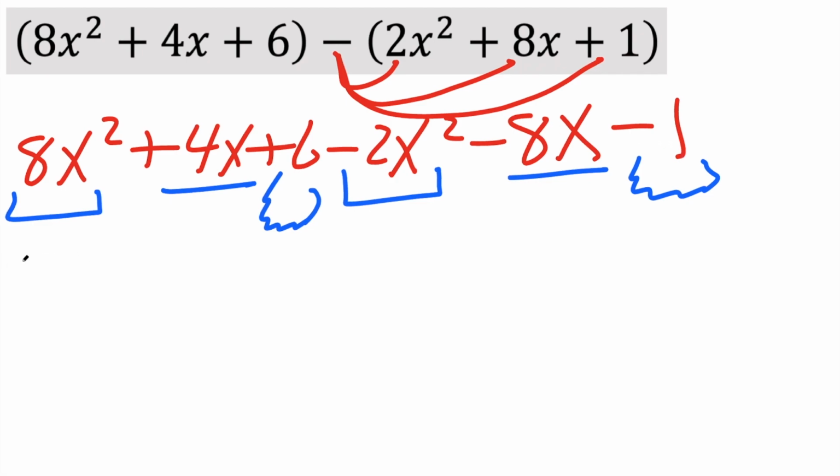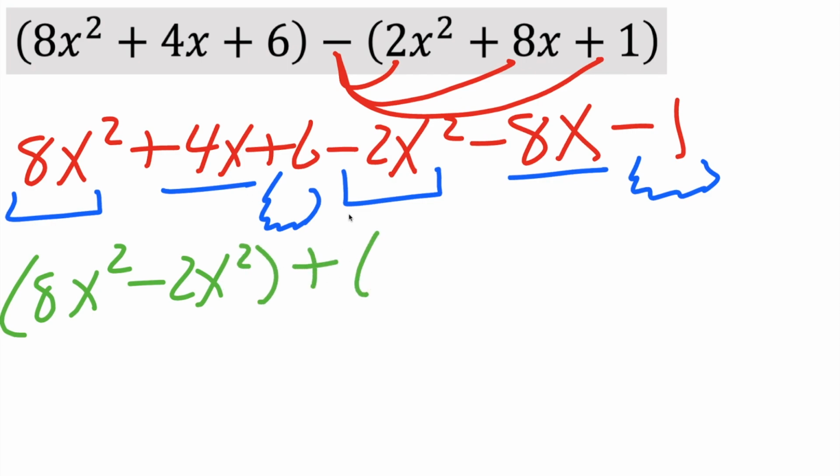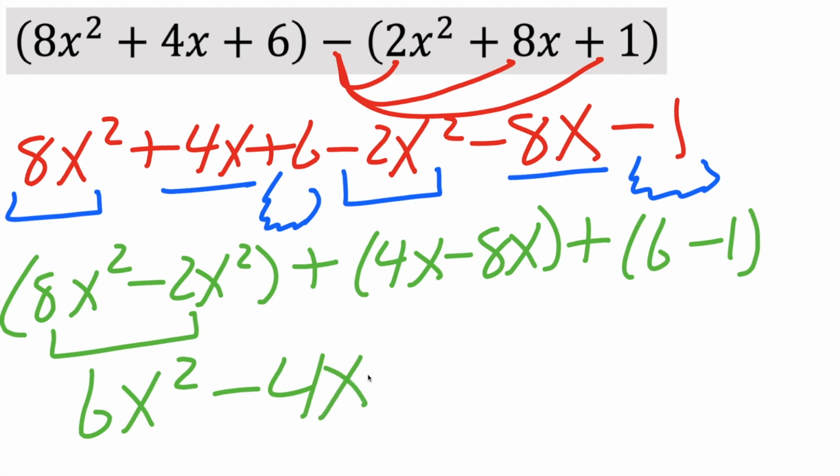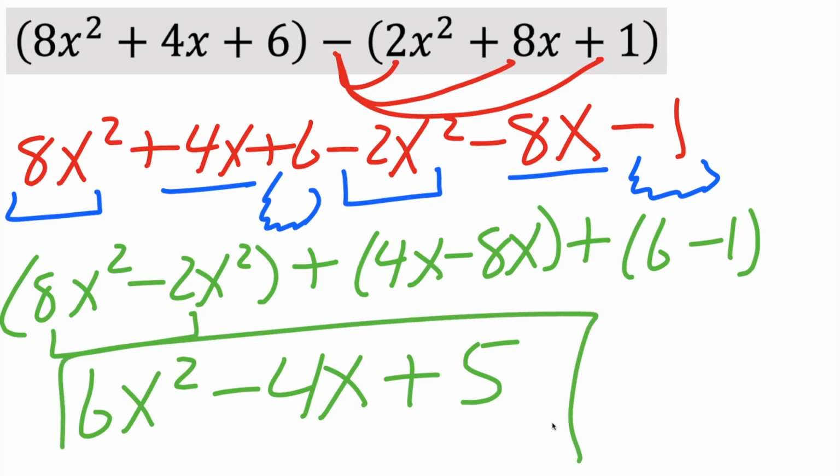And now we're going to group like terms. Again, highest power should go first. So 8x squared with negative 2x squared, close parentheses, plus parentheses, positive 4x and negative 8x, close parentheses, plus parentheses, 6 minus 1, our constant, and now just add it up. So 8x squared minus 2x squared gives you 6x squared. 4x minus 8x is negative 4x. And 6 minus 1 is positive 5. And we can box in this answer. And that's all we need to do to subtract polynomials.